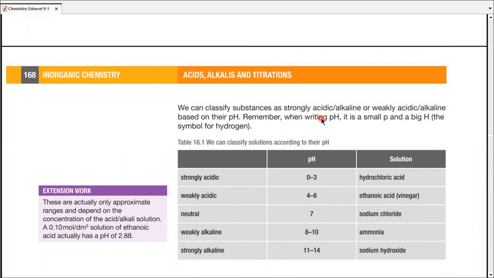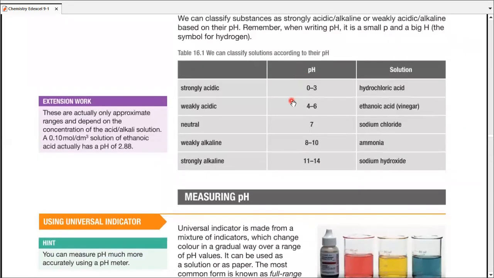Now we can classify substances in the same way. These are 5 categories that we can talk about: strongly acidic or alkaline, weakly acidic or alkaline, and neutral. Remember, when we are writing pH, we write the p small, and this p actually talks about the potency. Potency means the strength. And the big H is actually the symbol for hydrogen, which means the presence of hydrogen. It means the strength of hydrogen ions in a system. That's a very good way of understanding what the word stands for. And that's how we are also going to define acids later on.